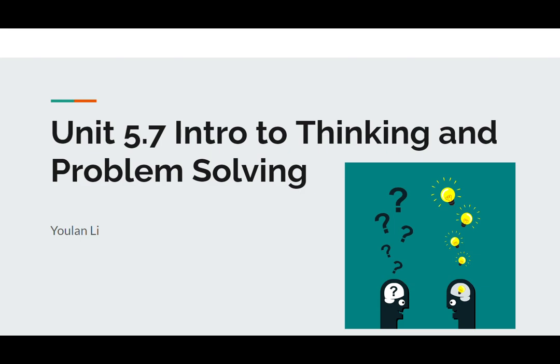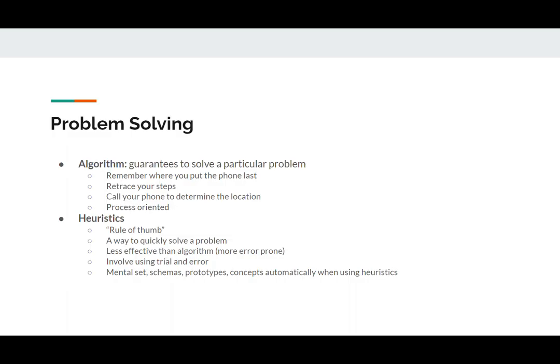So we just went over memories, but how do we actually think and problem solve? So keep watching this video if you want to find out more about that. For problem solving, there are two ways by which you could solve problems. The first one is algorithm. An algorithm is a step-by-step method that guarantees to solve a particular problem.